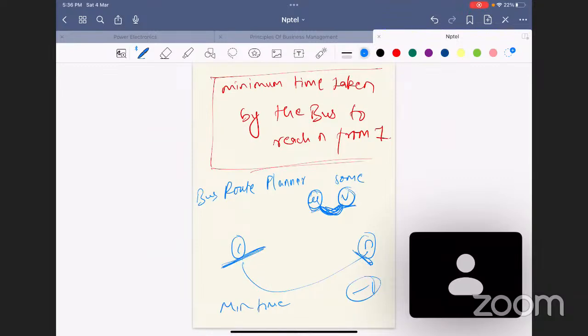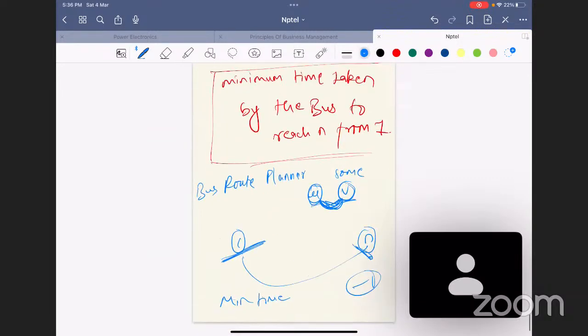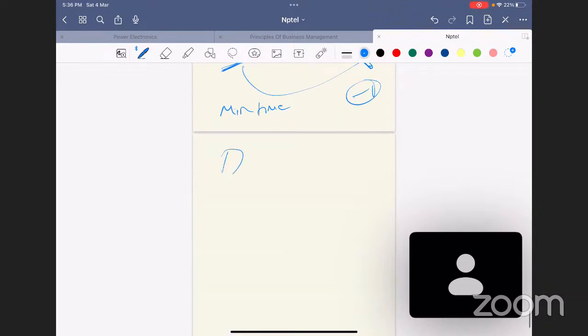Okay, so I hope this is clear. This is a very standard Dijkstra algorithm. Just apply Dijkstra and you will be able to solve this question. Okay, so I hope everyone understands the problem statement.